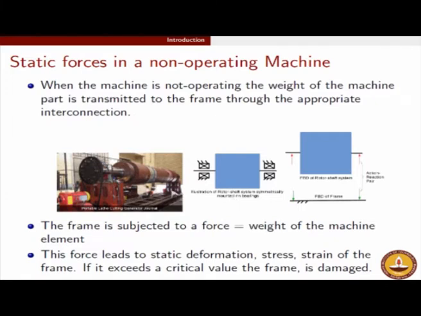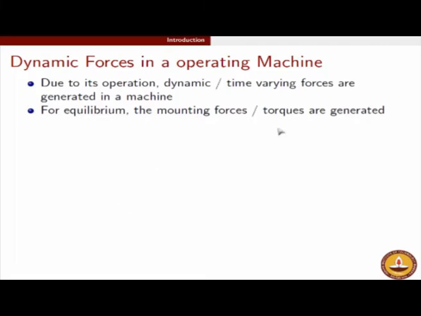So even when this machine is rotating, it is through the mounting point that the forces will come on the machine, and similarly the forces will be transmitted by the machine to the ground through the mounting point. Because the mounting point, or the revolute joint in this case, or the bearing, physically is the interconnection between the rotating part and the static part of the machine. So the mounting forces and torques will be generated as a reaction to the forces acting on the machine, and the reactive forces will be transmitted to the frame.